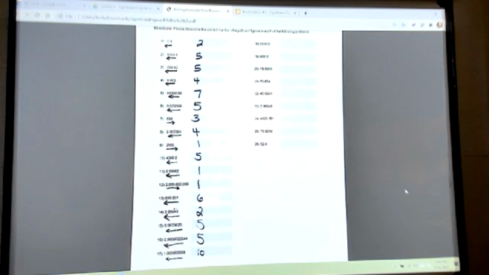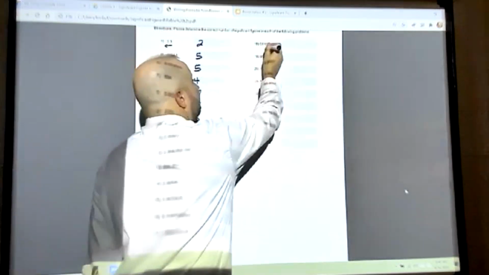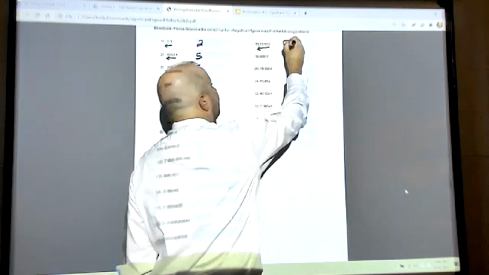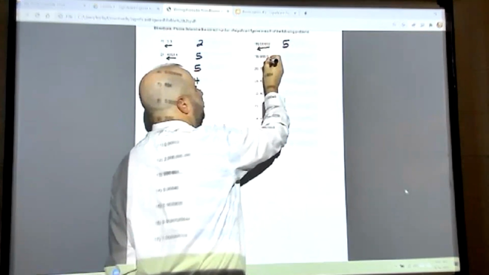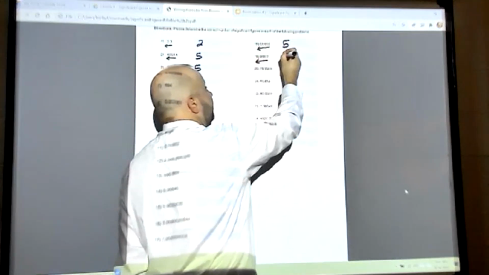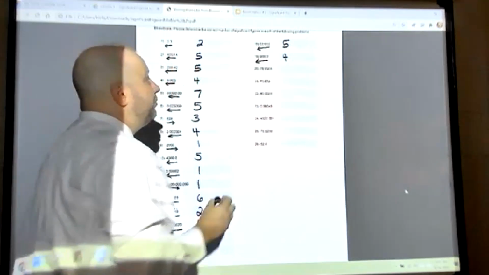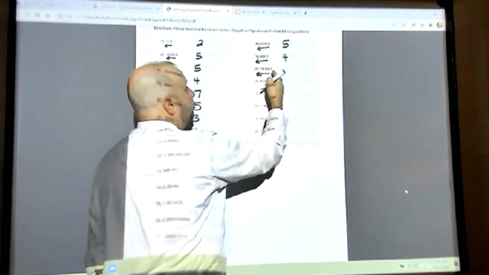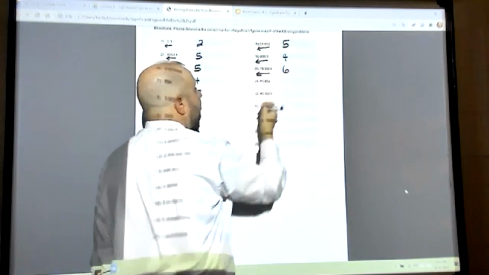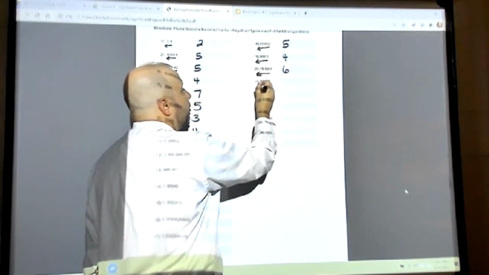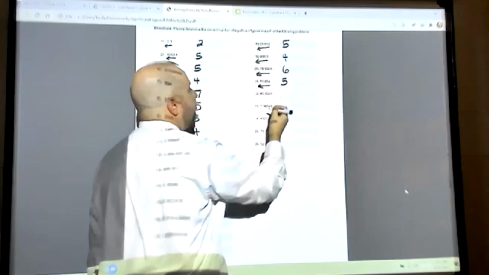Up at the top, number 18, there is a decimal point. So we're going in this direction. That's 5. Number 19, there is a decimal point. So we're going in this direction. That's 4. Number 20, there is a decimal point. So we're going in this direction. We have 1, 2, 3, 4, 5, 6. There is a decimal point. Going in this direction, 5.